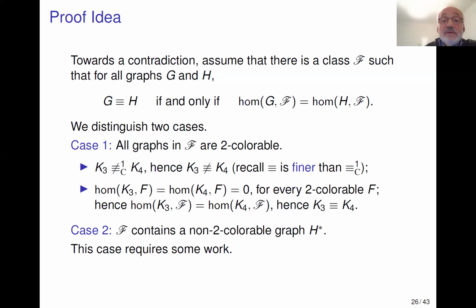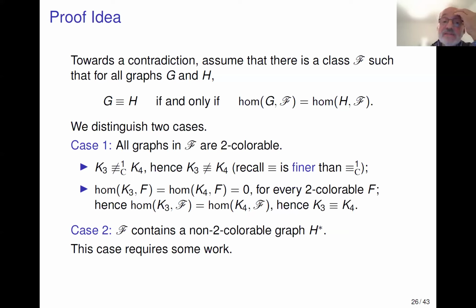On the other hand, neither K3 nor K4 are two colorable. Therefore, the number of homomorphisms to every member of this class F is 0, because we assume that the class has only two colorable graphs. So they have the same right profile, and therefore they have to be equivalent. So that's the contradiction. As I said, this is quite trivial.